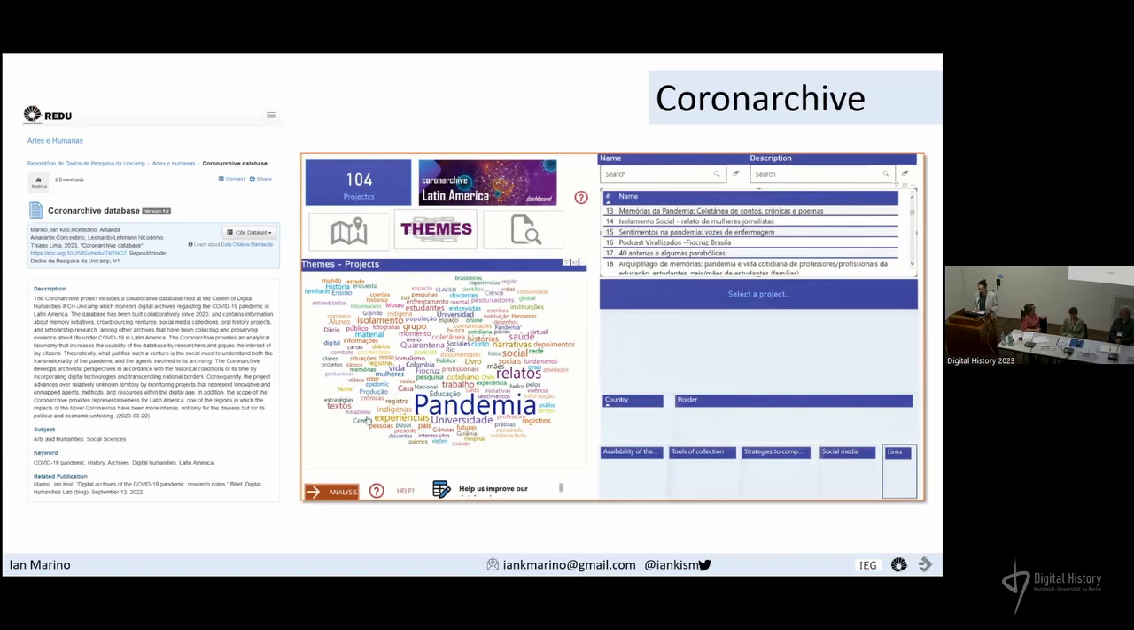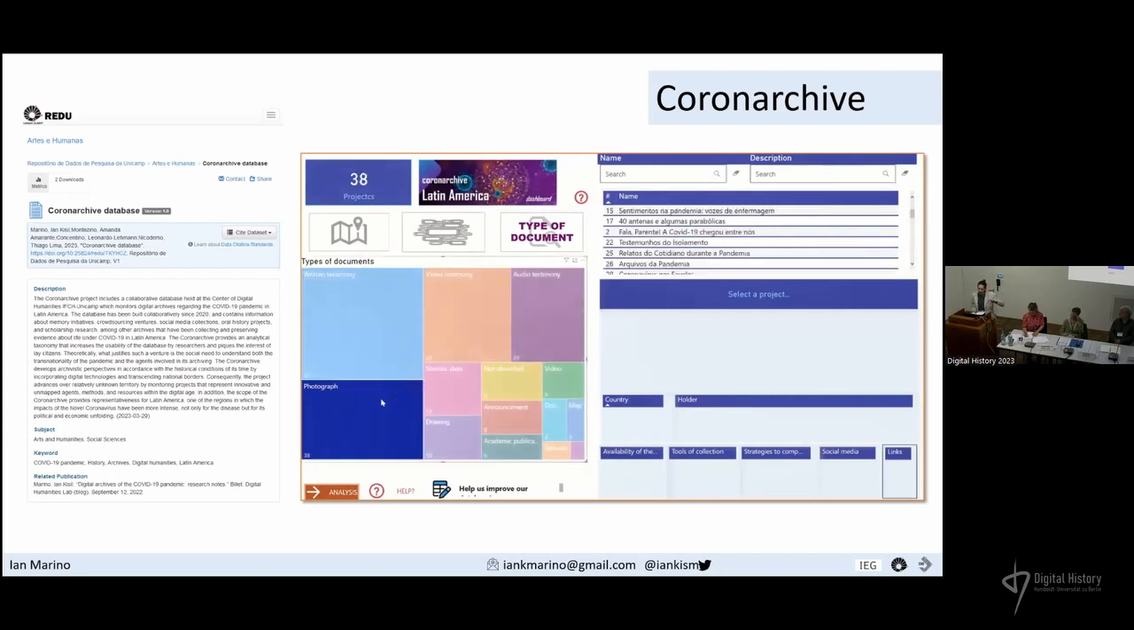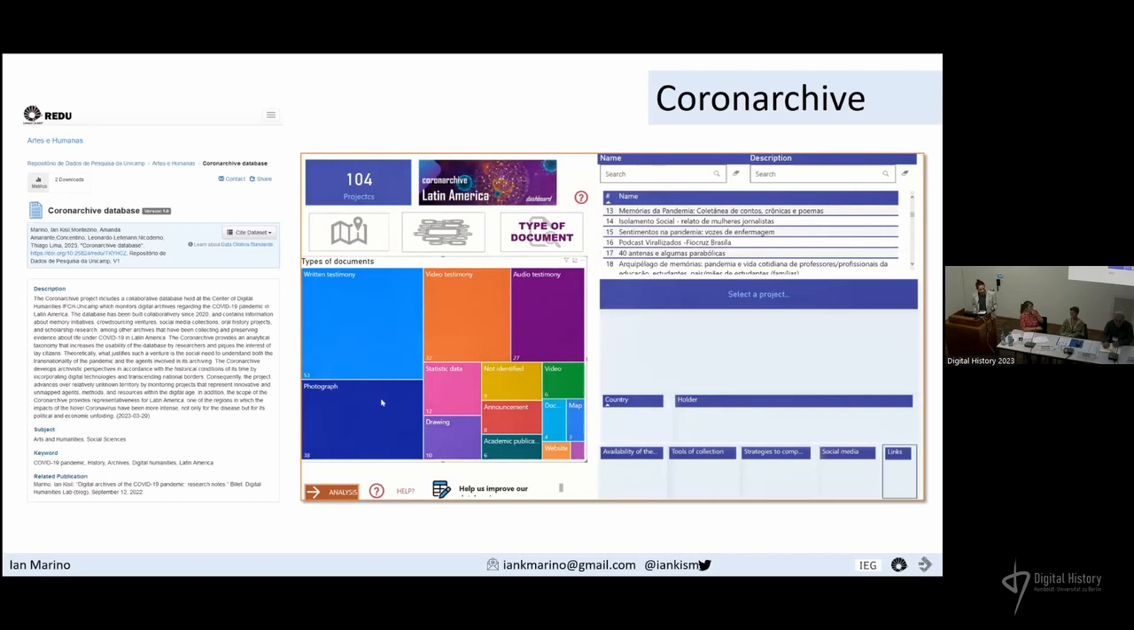So to be really clear, this is not a project that collects the memory of people regarding the pandemic. This is basically a database about other archives. So we try to build an archive about archives. So we're trying to create a basic taxonomy to understand this concept and what's going on.